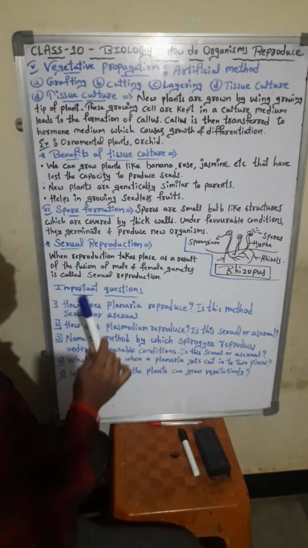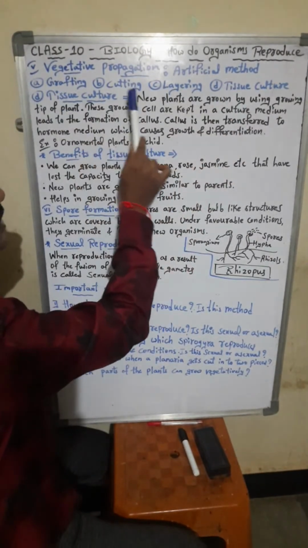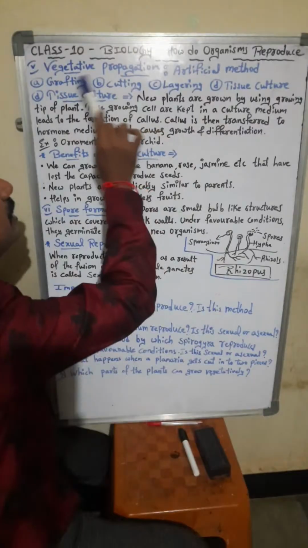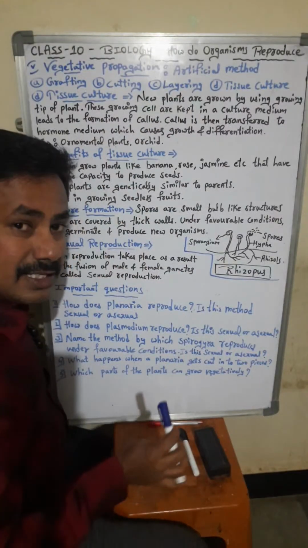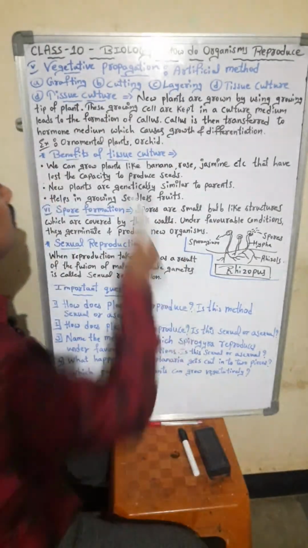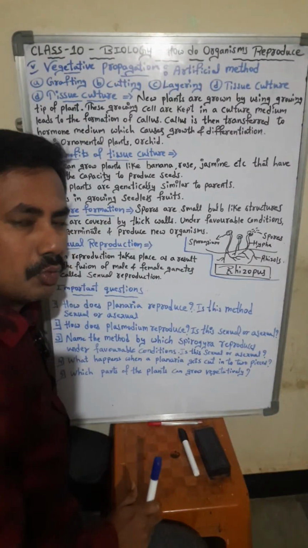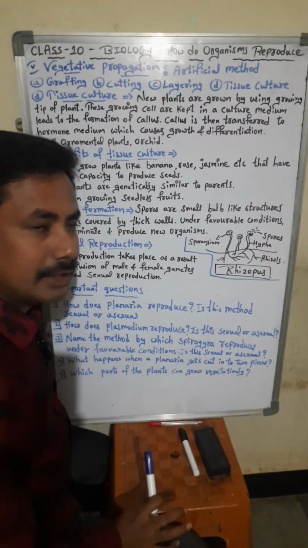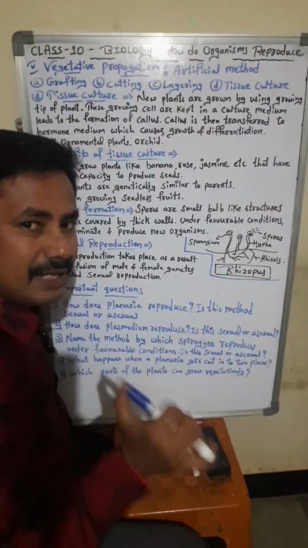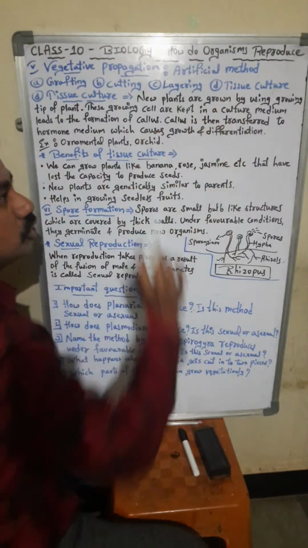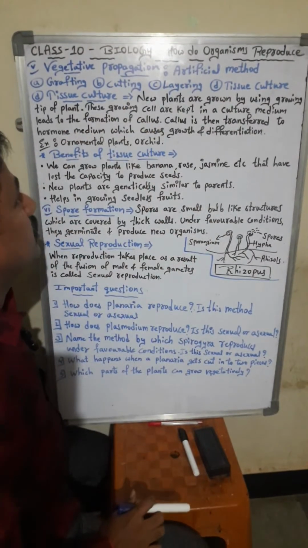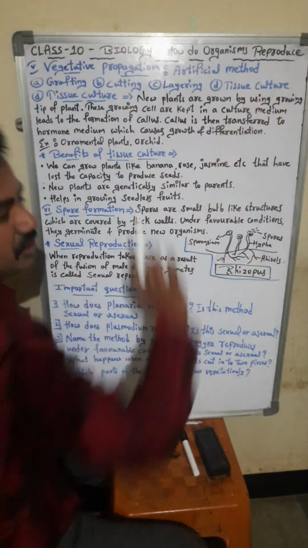It is an artificial method. In artificial methods there are grafting, cutting, layering, tissue culture. These are the four different types which come under vegetative propagation in artificial methods. Grafting, cutting, layering we have seen, students. In grafting the example is mango. One example is enough, which is given in your textbooks. Cutting example is rose and layering example is jasmine. Already we have studied these things. The fourth one we have to study: in vegetative propagation, artificial method, the fourth one is tissue culture.